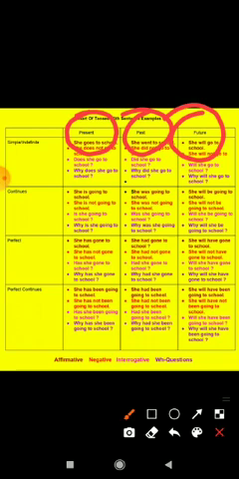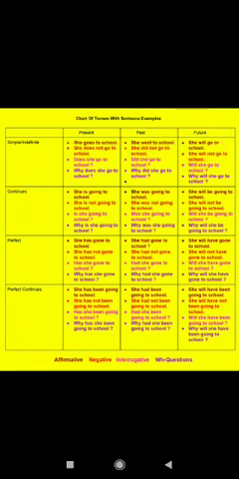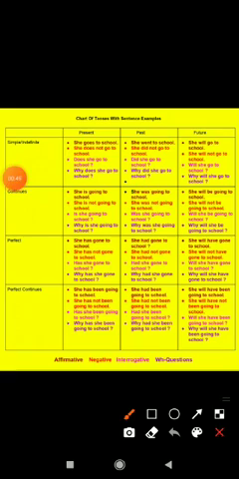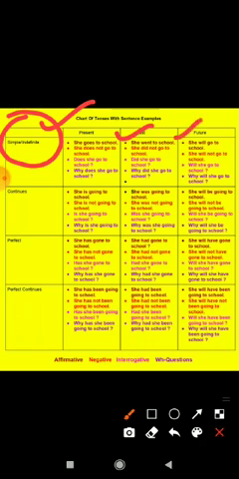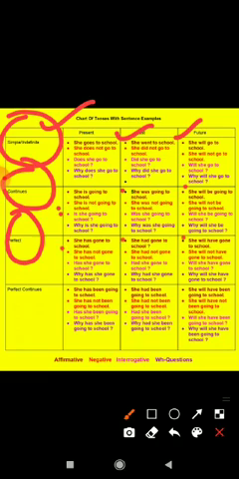And these three tenses are divided into four parts. That is, simple tense: simple present tense, simple past tense and simple future tense. Continuous: present continuous tense, past continuous tense and future continuous tense. Then comes perfect tense: present perfect, past perfect and future perfect. And at last comes perfect continuous: present perfect continuous, past perfect continuous and future perfect continuous.